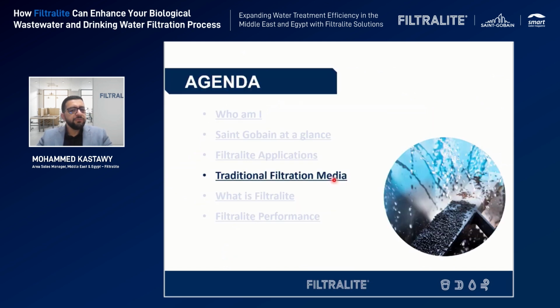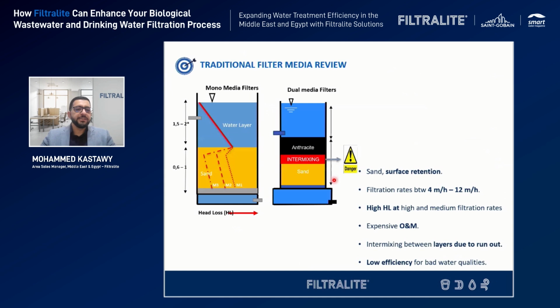So what is the traditional filtration media? Mainly our customers either use one layer, which is sand, with a media support like gravel below it, or a second option using a different media, mainly anthracite, with the sand below it. The picture on the left explains the pressure drop as the water goes from top to bottom. You can see the different pressure drops through the sand layer, and here with the sand and anthracite.